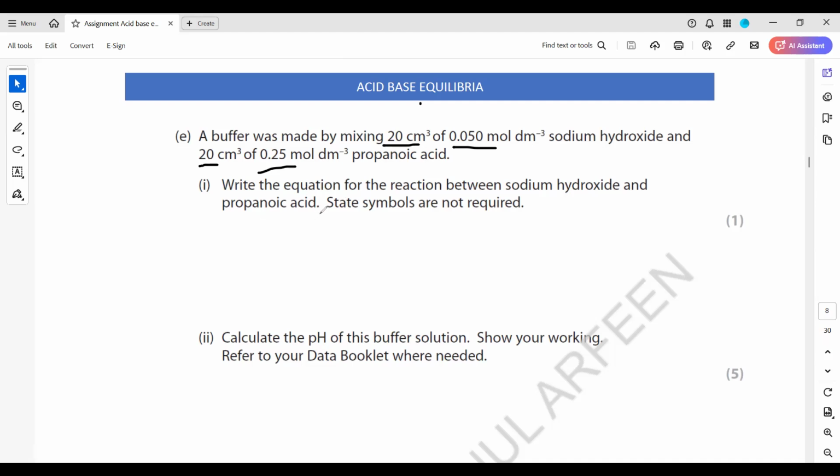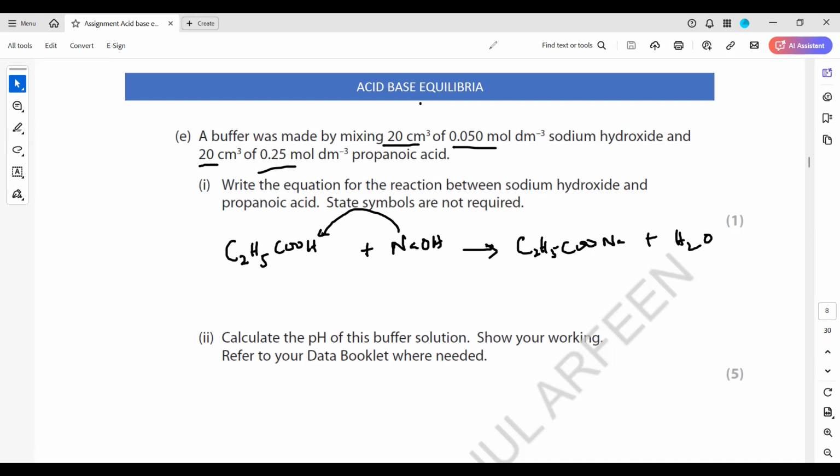So how will this be a buffer solution, and we want to write an equation for the reaction between sodium hydroxide and propanoic acid. Propanoic acid, C2H5COOH, reacts with sodium hydroxide. Sodium will take the position of a hydrogen. It will form sodium propanoate, the salt, plus water. Acid reacts with an alkali. State symbols are not required, but if you write them, acids are aqueous, alkali is aqueous, the soluble salt is aqueous, and water is a liquid. But they did not ask for state symbols.